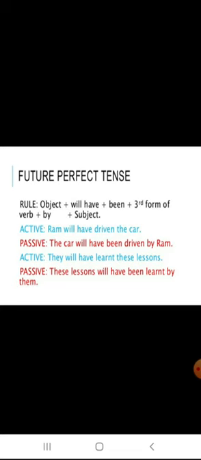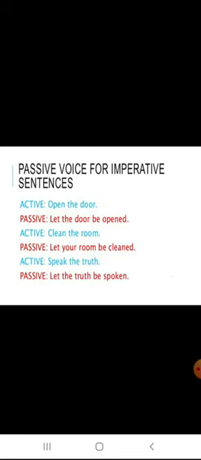Now future perfect tense. Object, will have plus been plus the third form of the verb, by plus subject. Ram will have driven the car. The car will have been driven by Ram. They will have learnt these lessons. These lessons will have been learnt by them.